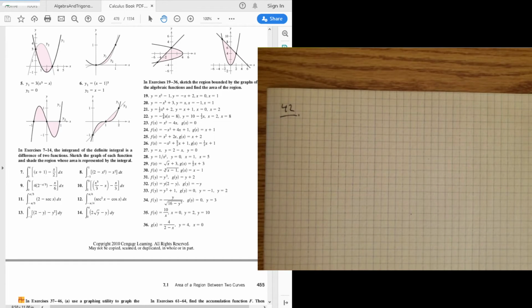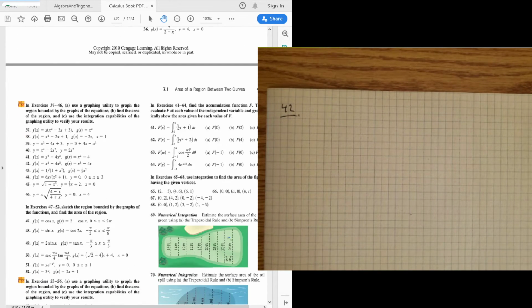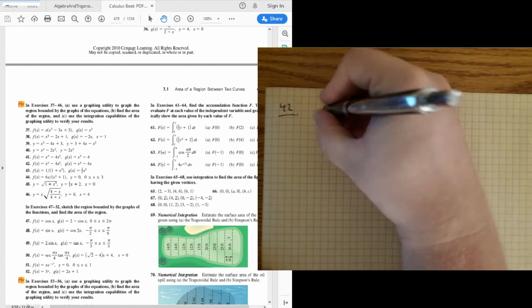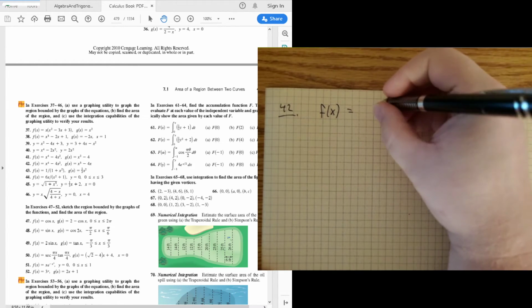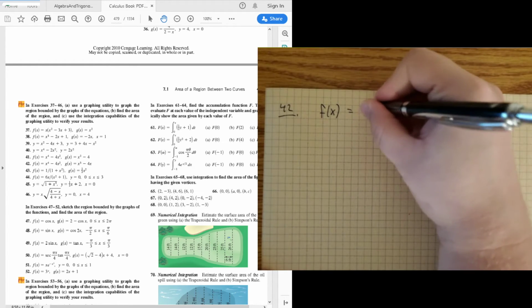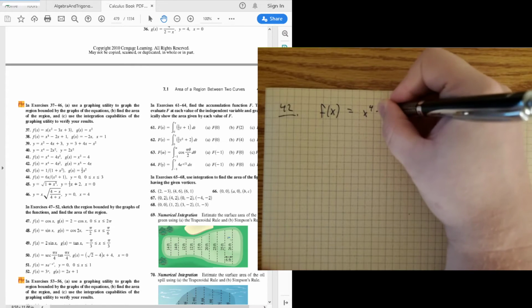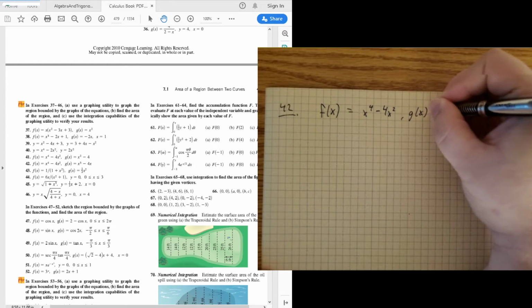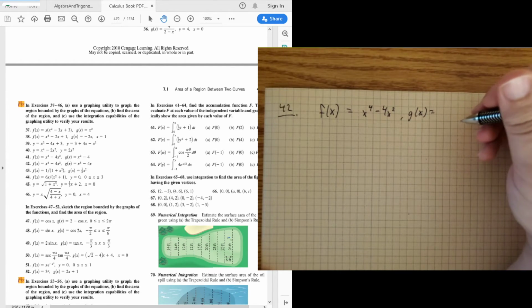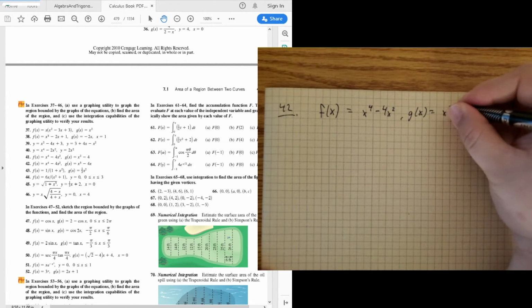Number 42 is a little bit different. It says use a graphing utility to graph the region bounded by the equations, find the area of the region, then use the integration capabilities to verify your results. You should pretty much be doing this for every problem. But look at 42. We have f(x) is equal to x to the fourth minus 4x squared, and g(x) is equal to x cubed minus 4x.